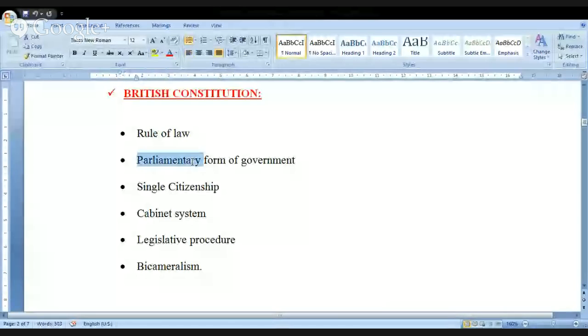We have a concept called parliamentary form of government. Now, let me tell you what is the meaning of this. If you look at the whole world, there are so many countries. In every country, there is a concept called government. And that government is either parliamentary form of government or presidential form of government. What do you mean by this?